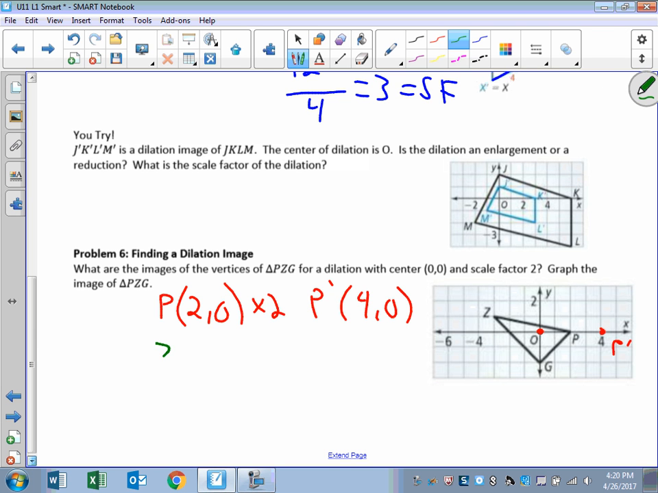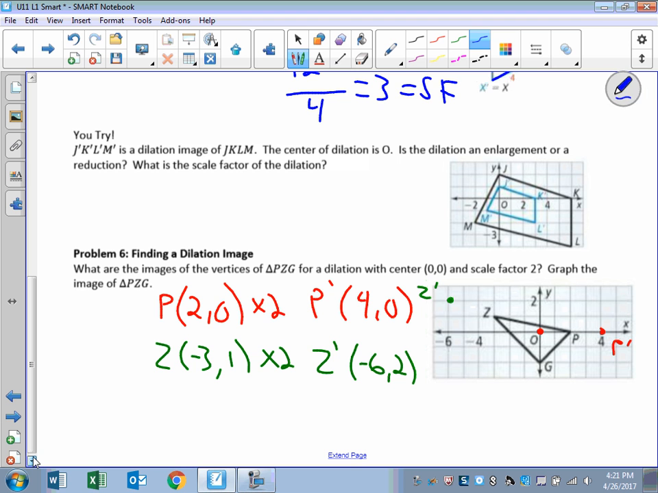For Z, Z is 3 to the left, so negative 3, and up 1. Okay. Scale factor is still 2, so if we wanted to find Z prime, we got to multiply both numbers by 2. So we got negative 6 and 2. So that's going to be here. Notice, because the center is not exactly in the middle of the shape, the new prime points are not equidistant from the center. P prime is closer than Z prime.